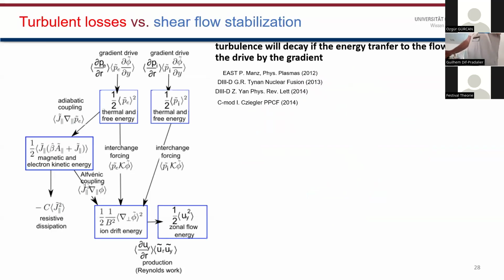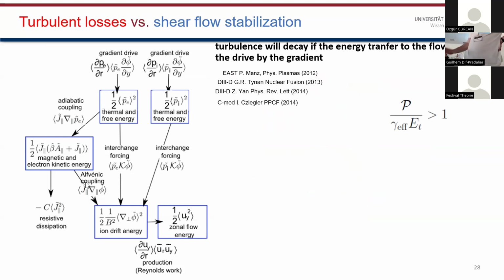So we start now with how to kill the turbulence. The turbulence will decay if the energy transfer to the flow exceeds the drive. We had done this, in fact, when I was working at UCSD with Pat also, and we did this with loads of data on DIII-D. So this is the criterion.